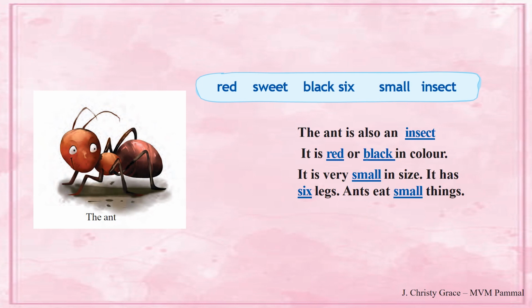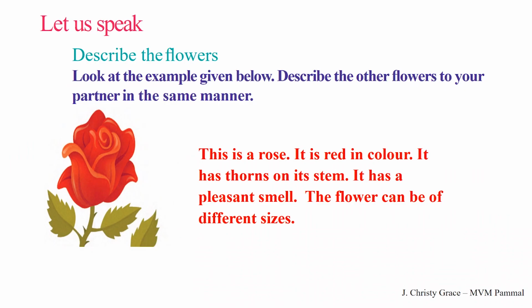Very good. Now, it's a speaking activity. Let's speak. Shall we speak? You just read along with me. Describe the flowers. Look at the example given below. Describe the flower to your partner in the same manner. You have to read out the same. Clear? This is a rose. Yes, it is red in color.